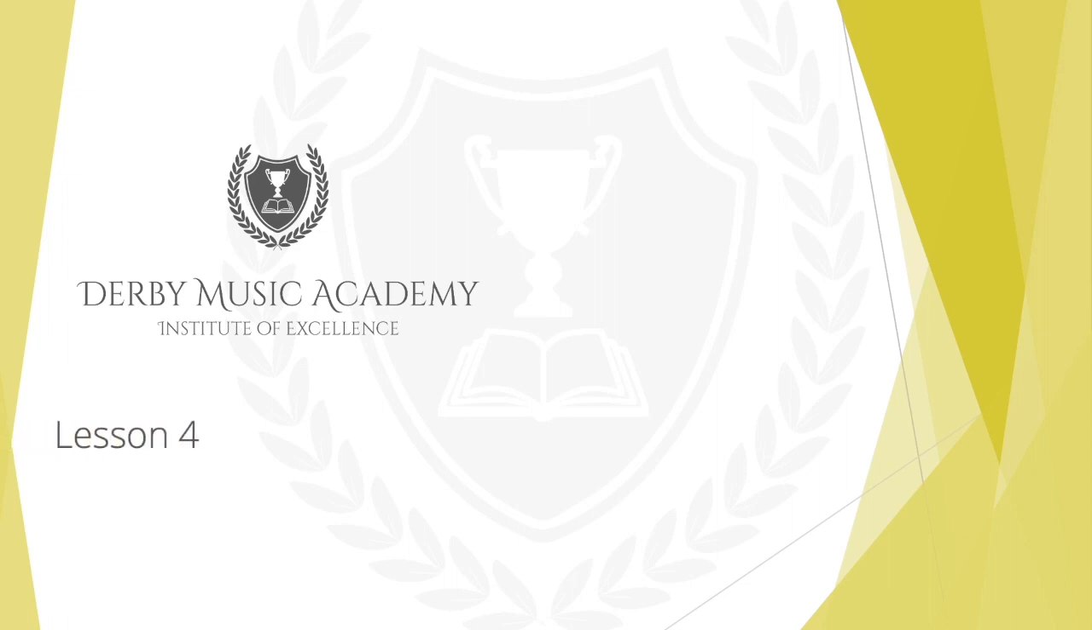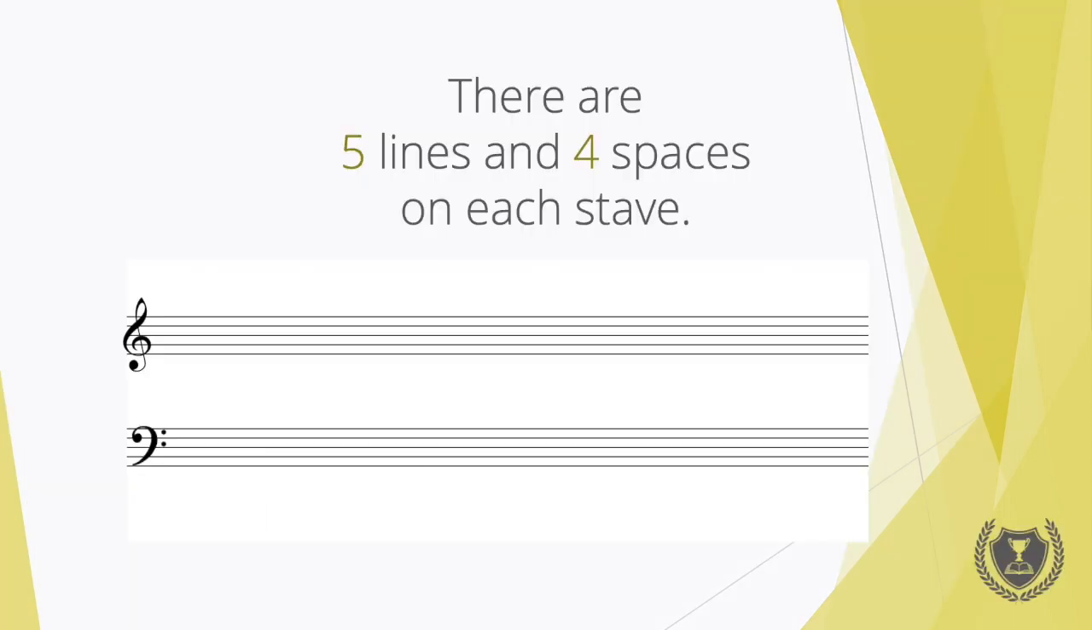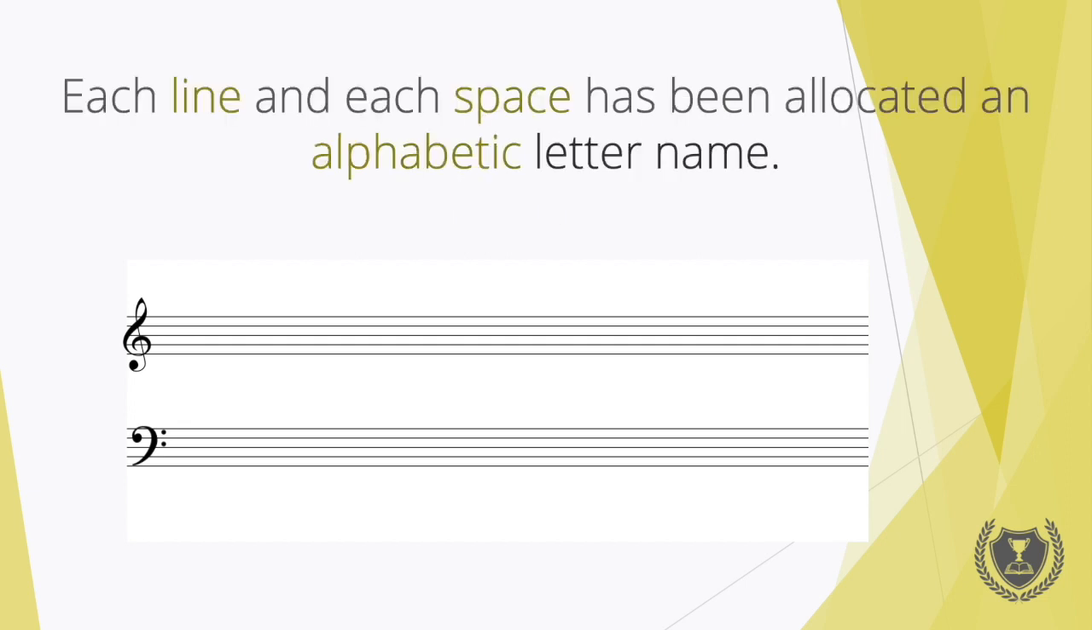This is lesson number 4 for beginners in our series of How to Read Music. In a previous lesson, we learnt that there are 5 lines and 4 spaces on each stave. Each line and each space has been allocated an alphabetic letter name.